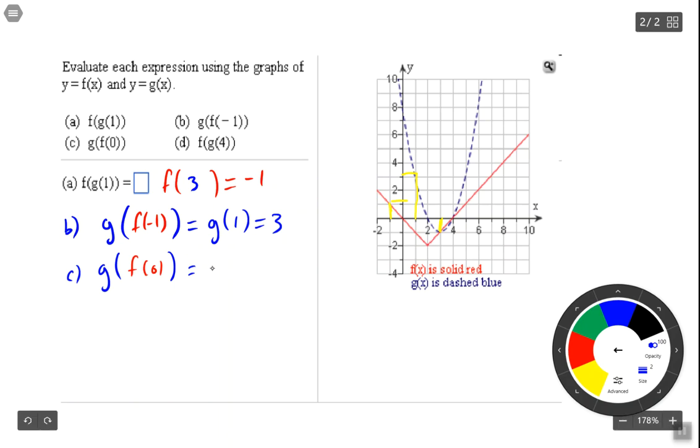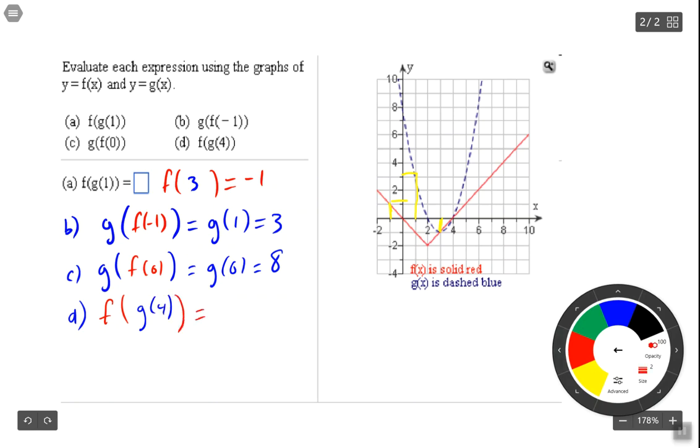0. So then I want g of 0. What is g of 0? 8. Así de fácil. Yes? Okay. D. Now the rest of you need to say yes. I have 2 yeses. I want f is the red or the solid function, and g is the blue one, or the dashed function.